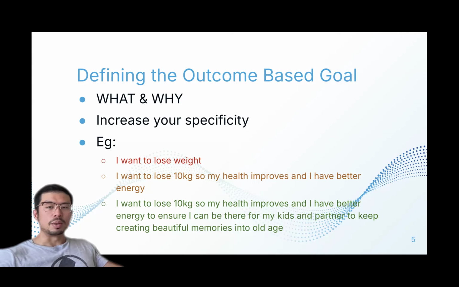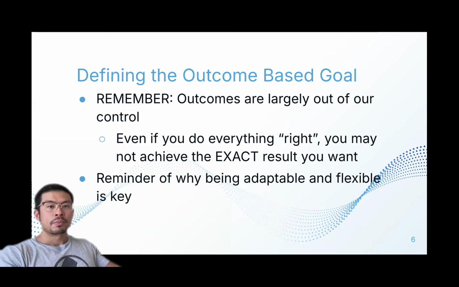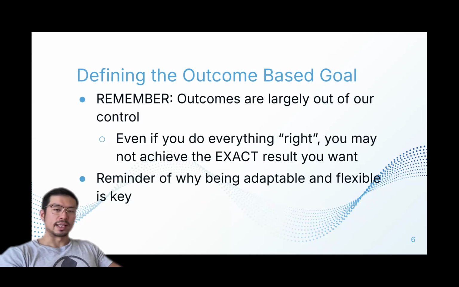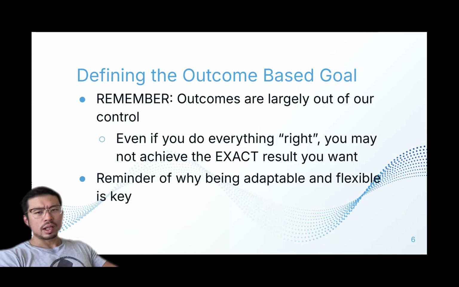So this part is super important about the outcome-based goal setting process. You have to get the why and the what about it and really increase that specificity to something that means something to you. And this is different for everybody. Okay? And you have to remember this last important thing before we move on to the next lesson, which is that outcomes are largely out of your control. Okay, so you can do everything right and you will still not achieve the exact result that you might be looking for. That's just life.